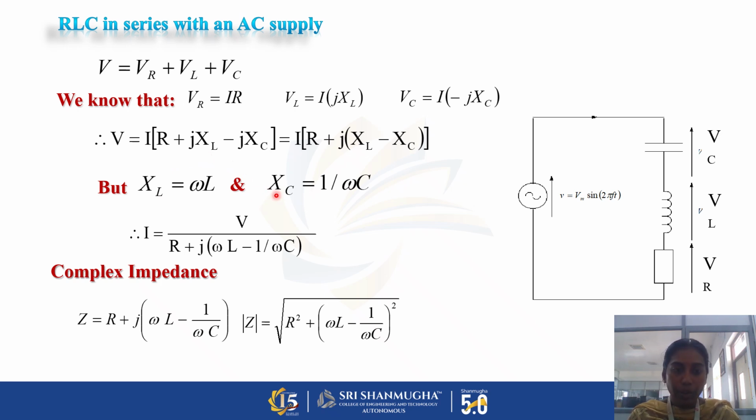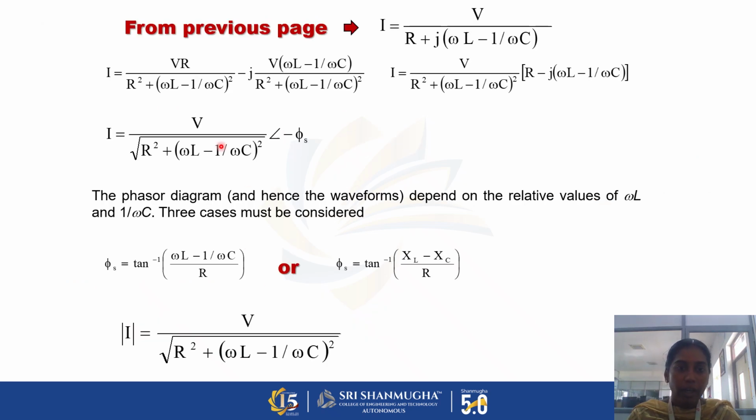XL value, XC value we know that. So finally I is equal to V divided by R plus j into omega L minus 1 divided by omega C. And the Z value is calculated using square root of R square plus omega L minus 1 by omega C, the whole square. This represents the magnitude value, and this will represent the phasor value. So phi, the phase value, is calculated by tan inverse of omega L minus 1 divided by omega C, divided by R, and the I value is calculated by V divided by square root of R square plus omega L minus 1 by omega C, the whole square.